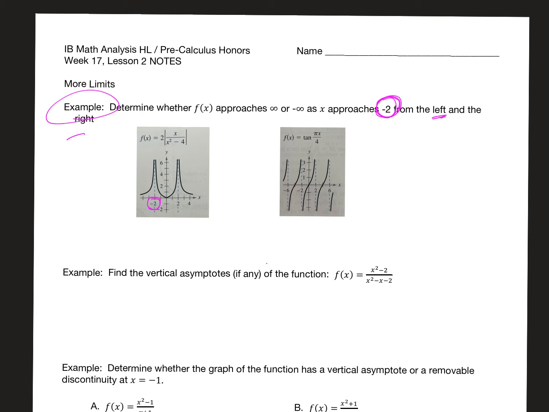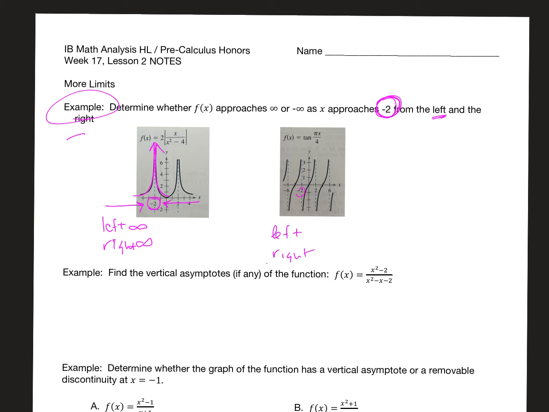Okay, so as I'm approaching it from the left, you can see that this function is increasing forever, so that's approaching infinity. And if I'm approaching that from the right, this is also approaching infinity. So from the left and from the right. Okay, now same exact directions for this other picture, left and right.